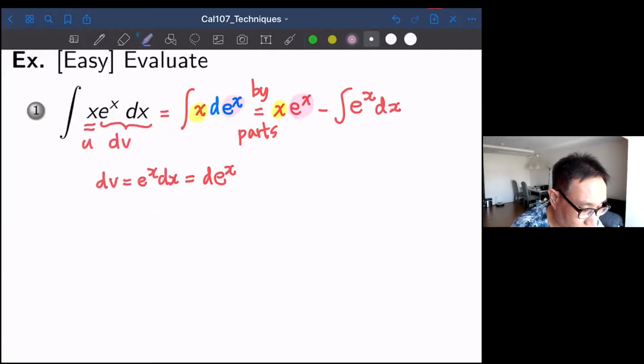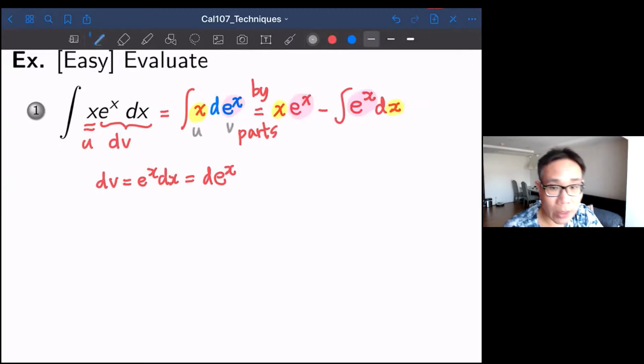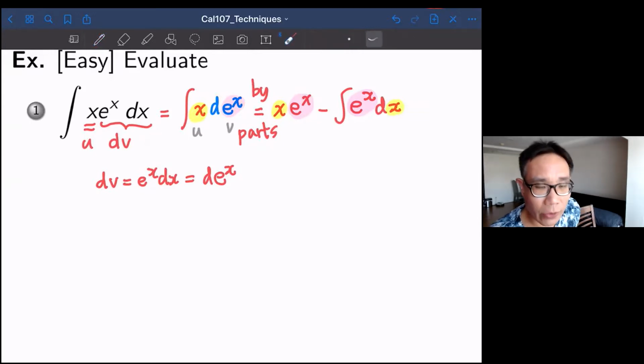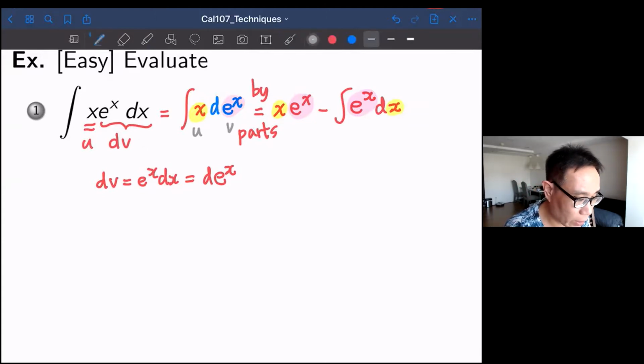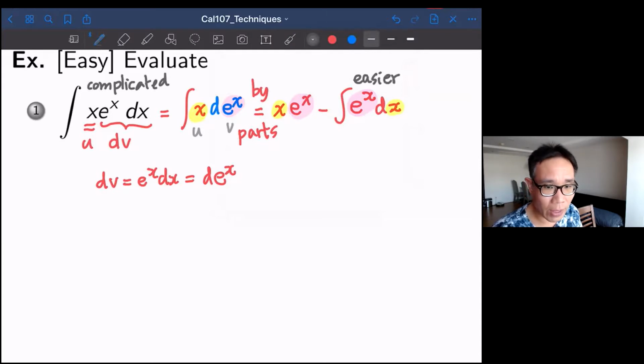So the thing that I like to emphasize is that u in this case turns out to be x, and dv in this case turns out to be e to the x dx. Okay, so you have u and v, and you'll be able to change from the difficult integral, this one that is kind of complicated, to something easier to integrate, by using the by-part formula.